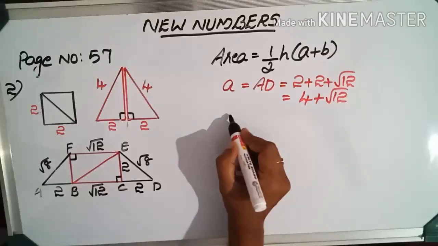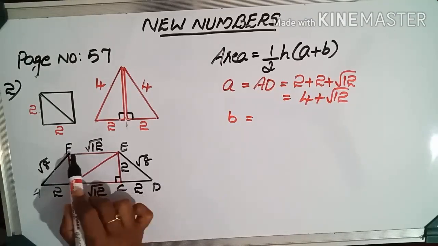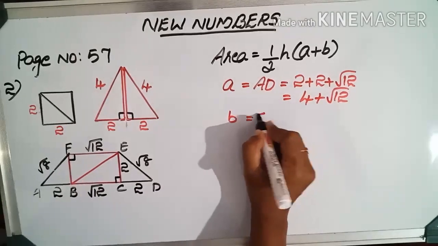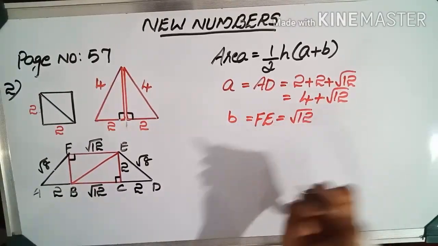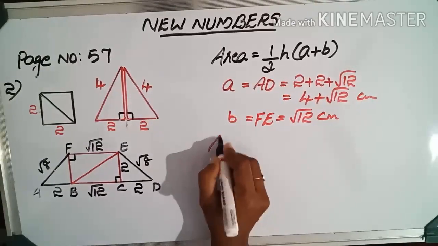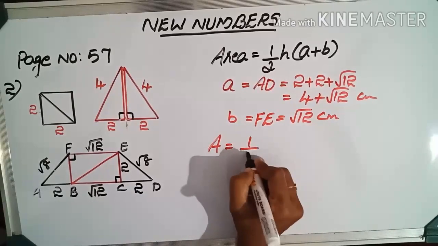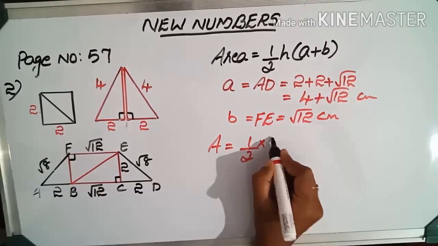A portion. Next is B portion. B measurement is what? Upper parallel side, that is FE. FE is already in correct measurement, that is root 12 centimeter. Now let's find area. Area equals half into H. H is what? Height, that is 2.